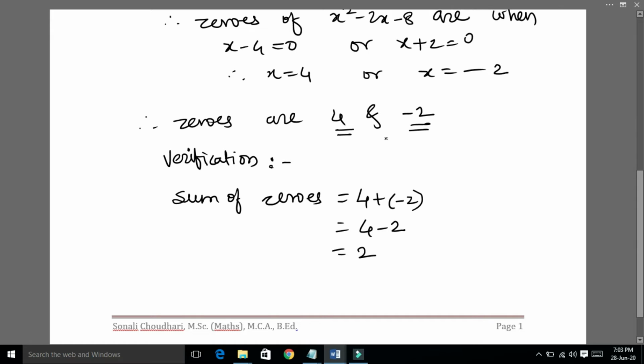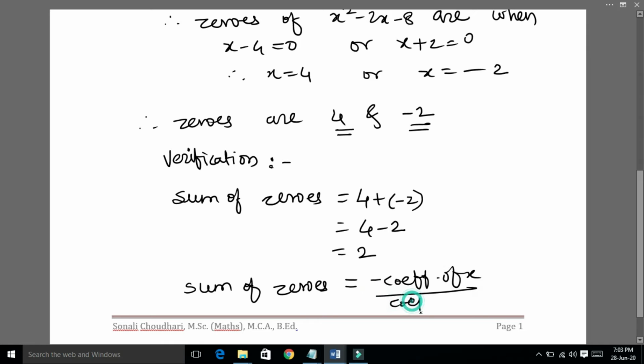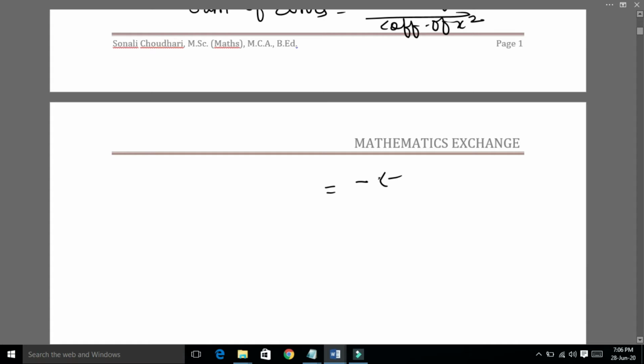Now we verify whether we get the same value by the formula for sum of zeros. Now according to our formula, we know that minus coefficient of x upon coefficient of x square. So these formulas are already told. So minus coefficient of x is here minus 2. So this is the minus sign of formula. Upon coefficient of x square is 1. So minus minus become plus, and 2 by 1 is 2. So this is the sum of zeros.